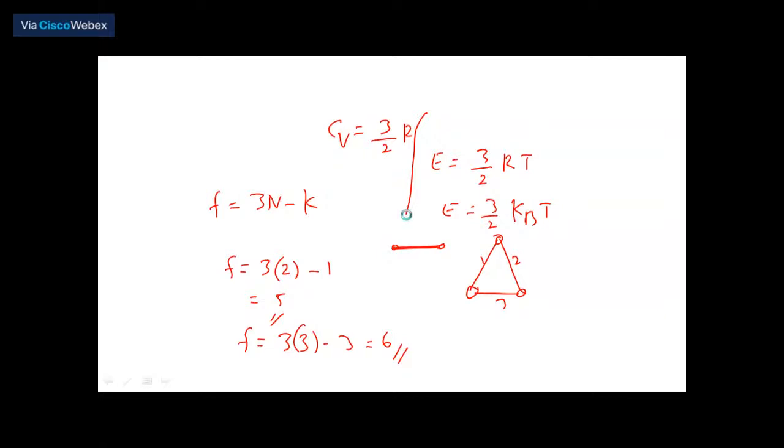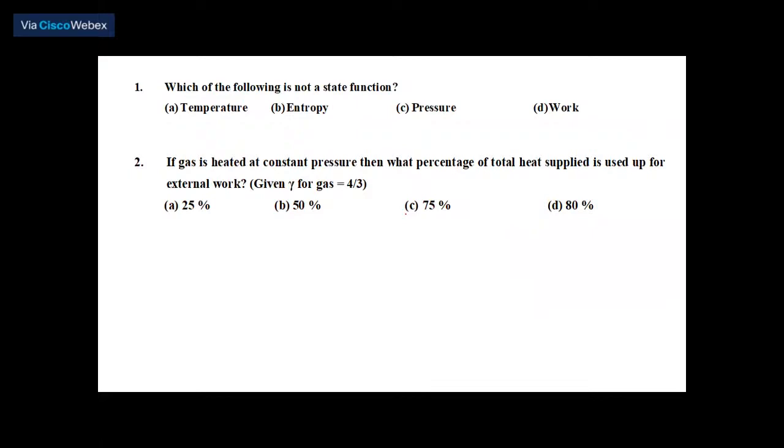Now we'll start solving problems. First one, which of the following is not a state function? We need to identify the quantity which is not a state function. State function is one which explains the state of a system. Temperature is a measure of degree of hotness or coldness. So it represents the state. Then entropy, degree of disorderness, it represents state.